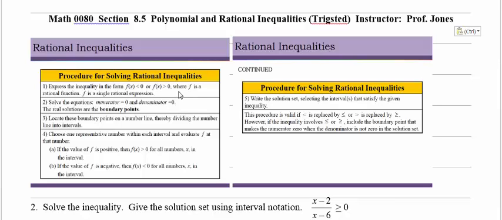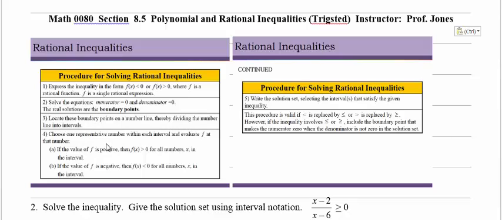And notice f needs to be a single rational expression. So that's another key point. We're going to solve the equations that result when we set both the numerator equal to 0 and the denominator equal to 0. The real solutions to these equations are called boundary points. Locate these boundary points on a number line, and just as we did with the polynomial inequality, we're going to divide the number line into intervals.